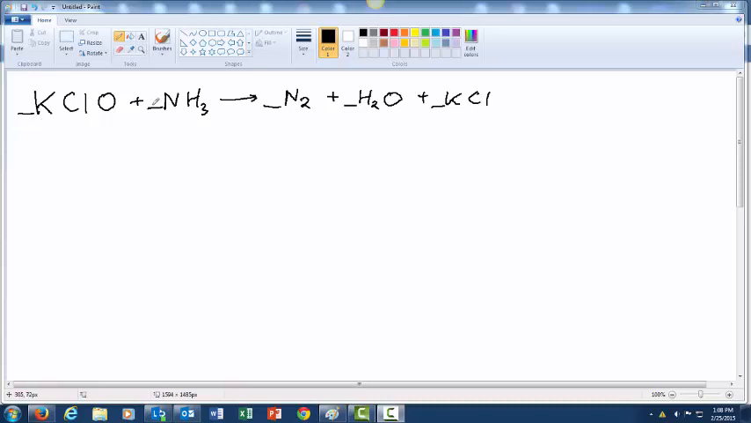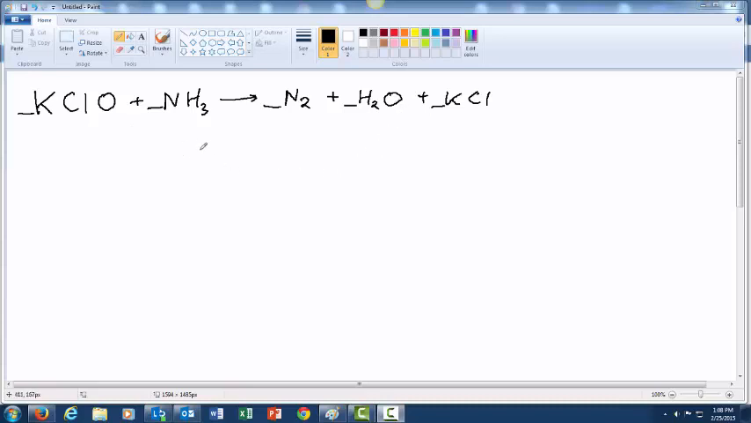The lines here in front of each of these molecules or compounds is what we're going to be putting numbers on so that we can balance the reaction. So let's see how we might go about this. So you've got the K here, there's 1 here, and over here there's 1K. So we're not going to do anything about balancing that just yet. We've got a Cl here, we've got a 1Cl over here, so those are balanced as well. We've got an oxygen here, we've got 1 oxygen here, so that's okay.